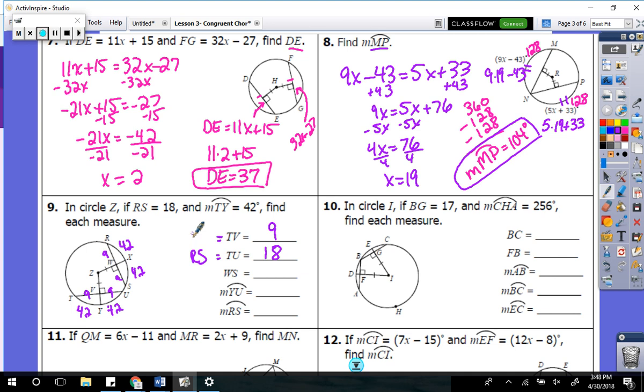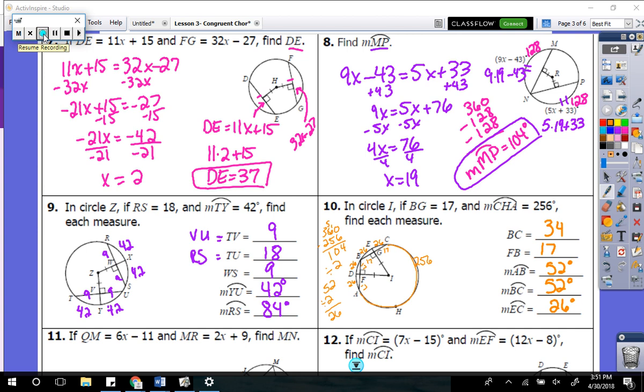And this also equals BU plus many more. WS is 9. Okay. Measure arc YU. YU is 42. Remember that all these little pieces are the same. 42 degrees. Arc RS is going to be 84. You have to add the two together. 84 degrees. Okay, I would like you to pause it, and I would like you to try number 10 on your own.